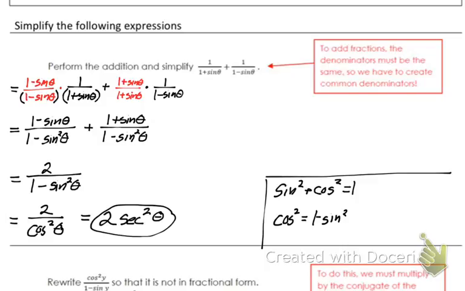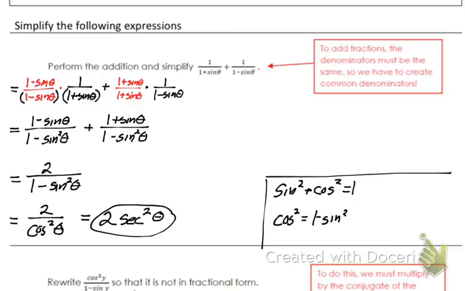Any questions on any one of those steps? Yep. Yeah. I don't get how it would equal 2 secant squared, because if it's the reciprocal, wouldn't it be like half secant squared?